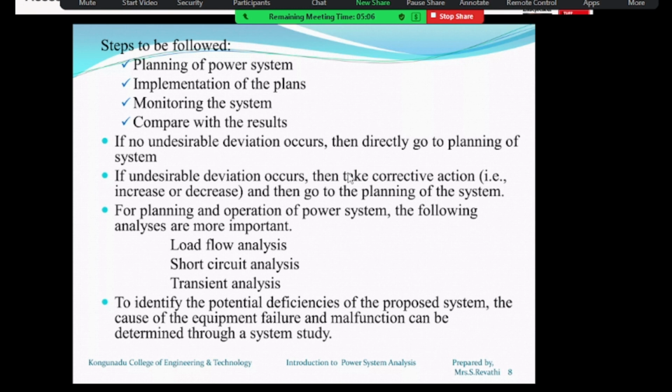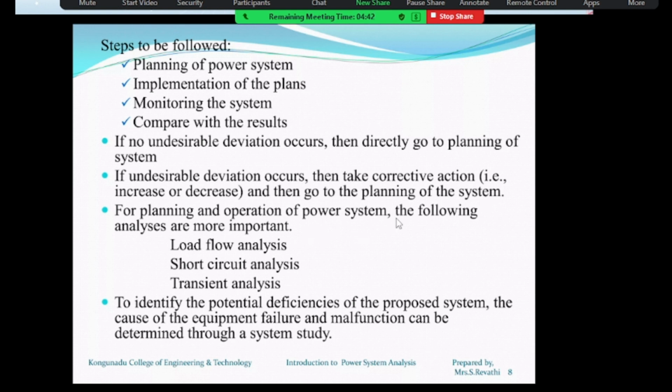If we get any error, or if we are not getting the desirable results that we planned, then we have to take corrective action, to increase or decrease, and then go back to the planning of the system. Take the corrective action and then again implement the planning that you did.